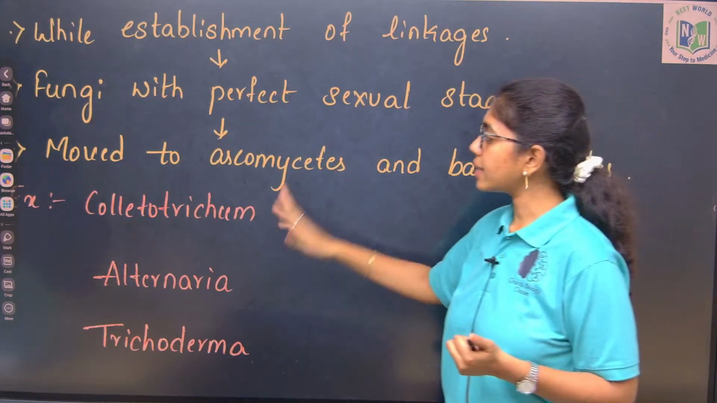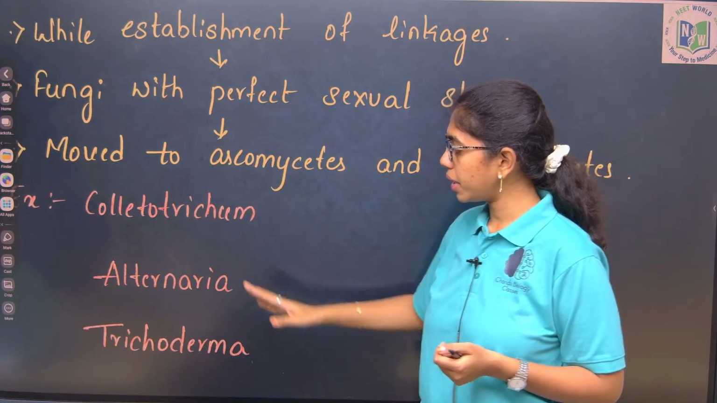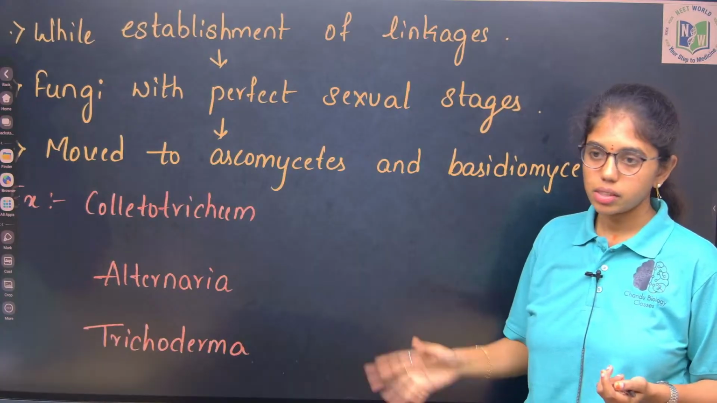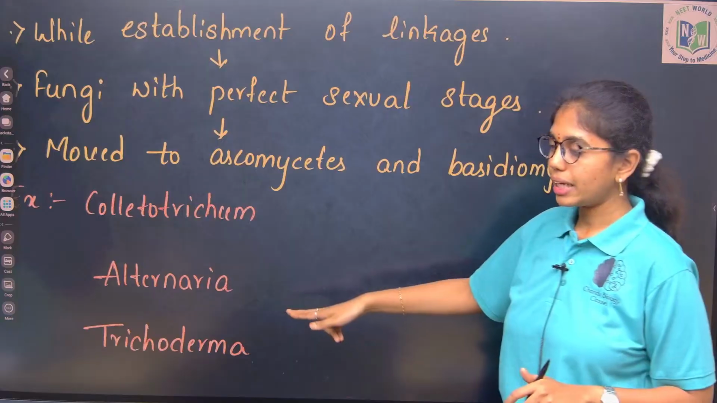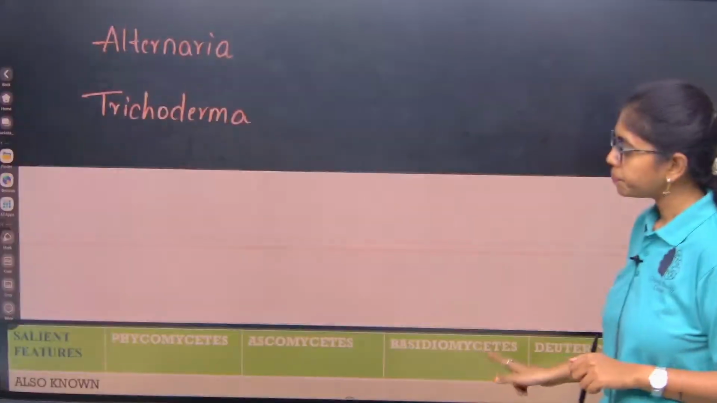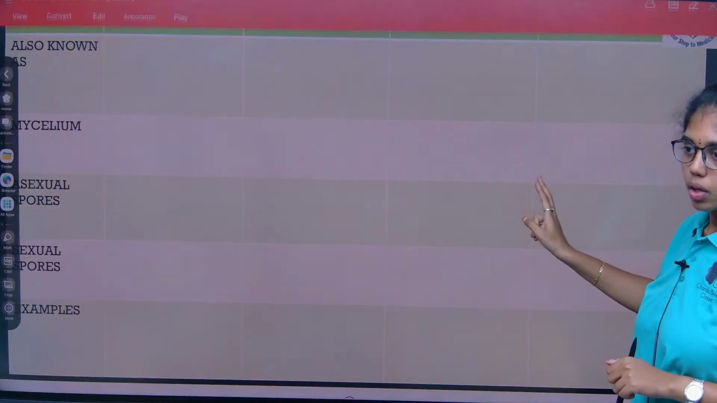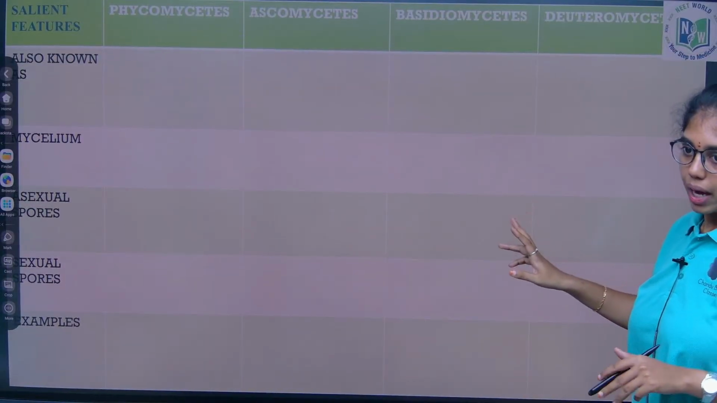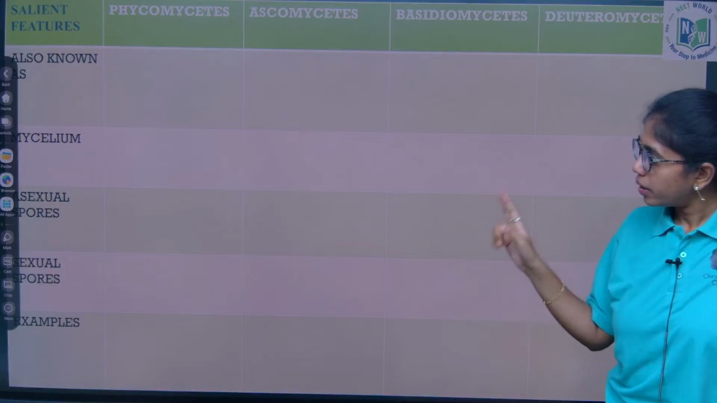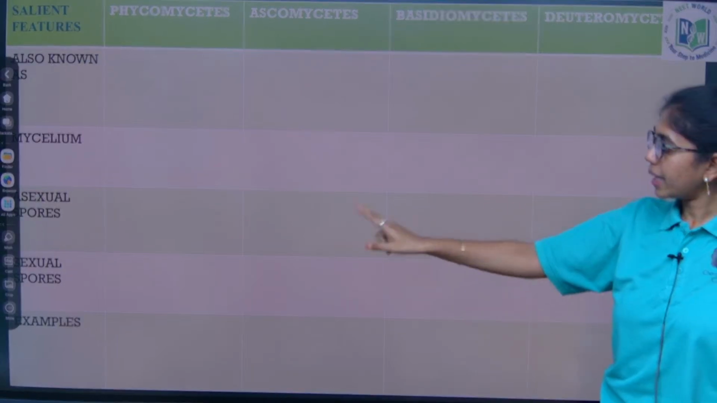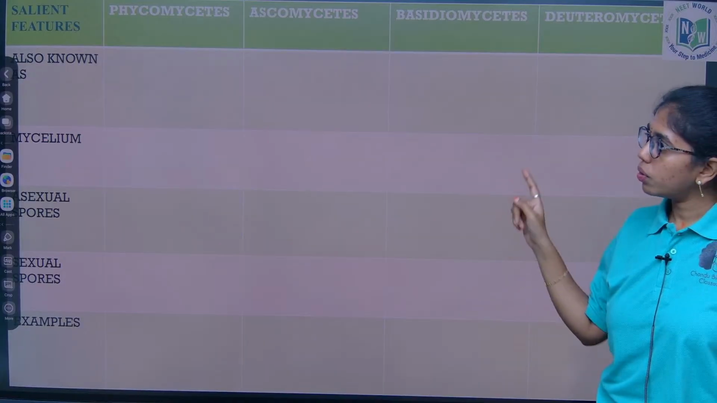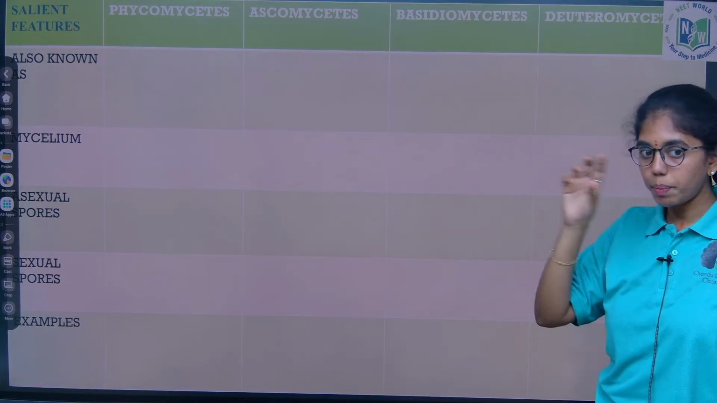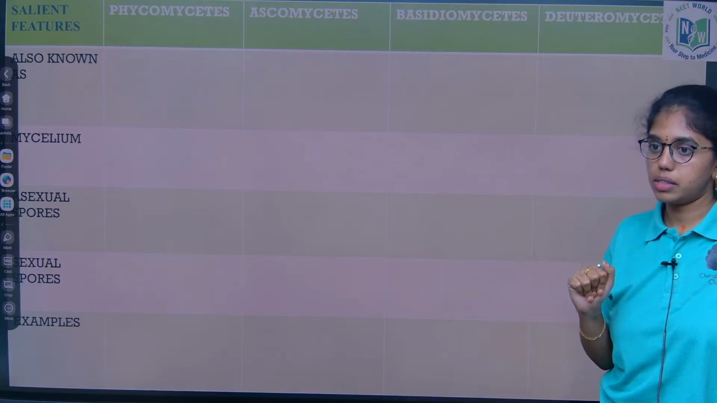Okay, and examples include Colletotrichum, Alternaria and Trichoderma, that is CAT, you can remember like that with that mnemonic. So in this table I want to give you a homework, all of you. I will anyhow send this PDF for you. Take this table as a homework, make this table in one sheet only. So we will leave this fungal concept by once revising the examples.